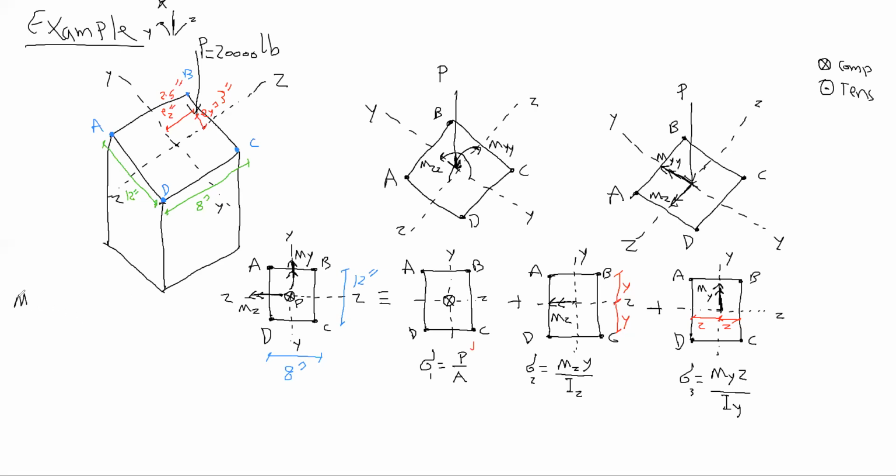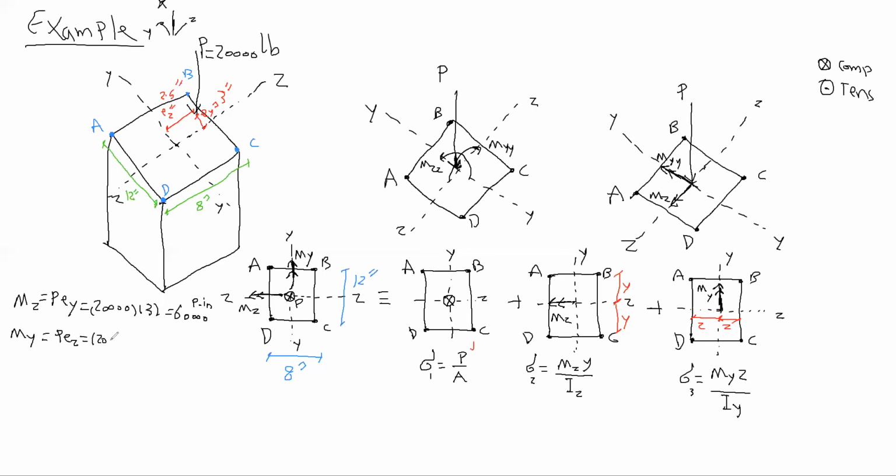MZ is P times EY, right? 20,000. What is EY? 3. 60,000. What is the unit? Pound per square inch. Pound inch. Pound inch is a moment, right? Pound inch. Thank you.